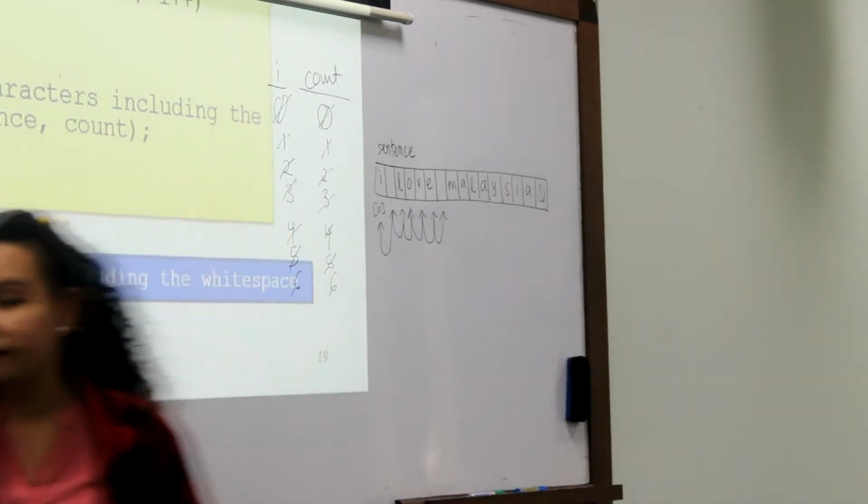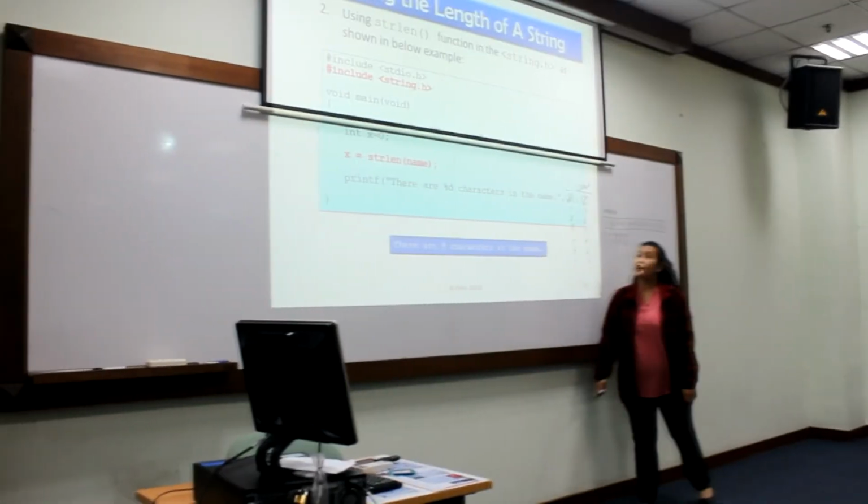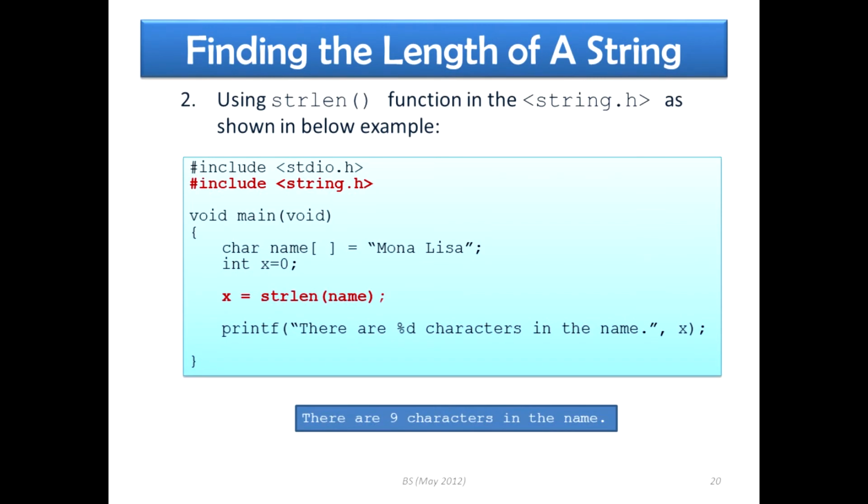There's another way. Alright? The other way is using the built-in function. Now, using the built-in function, strlen, strlen. Now, look at the red color. Char name equals to Mona Lisa, whatever. You can have char sentence equals to I love Malaysia, no problem.